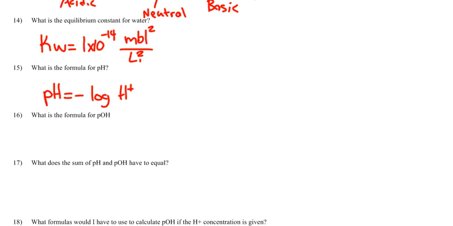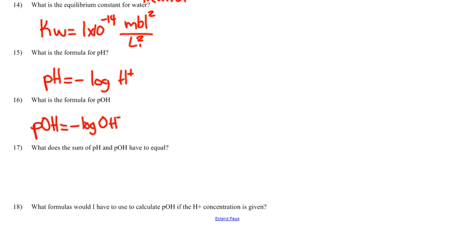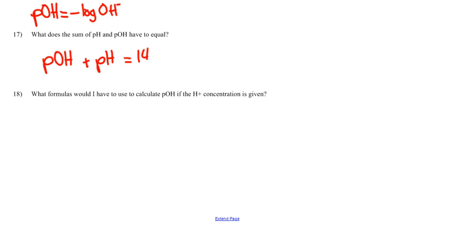Okay. 16, what's the formula for pOH? It's not on your formula chart. So you have to remember, it's just like pH, except you're going to change to OH instead of H. What does the sum of pH and pOH have to equal? It's another one that we haven't gotten on the formula chart, but we're going to be using it a lot because it's a lot easier. pOH plus pH is equal to 14.